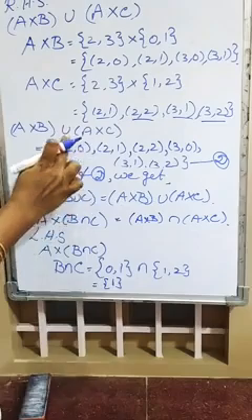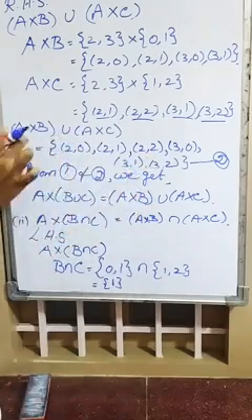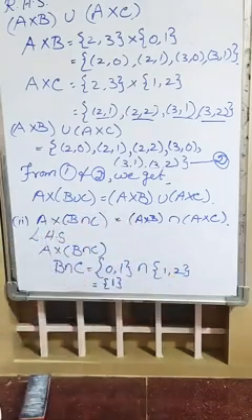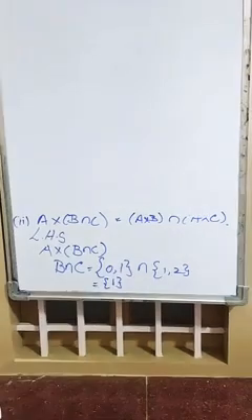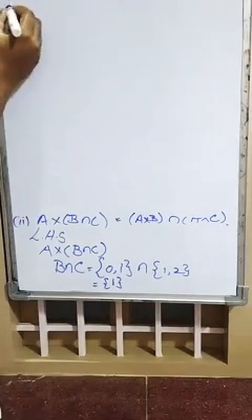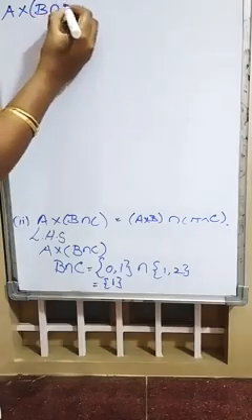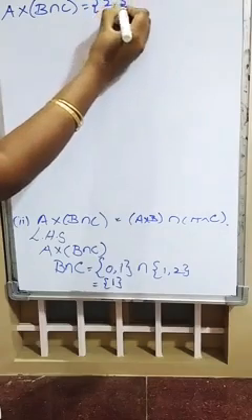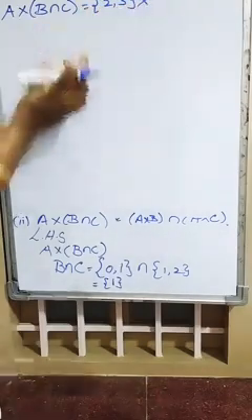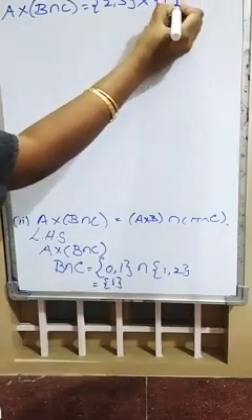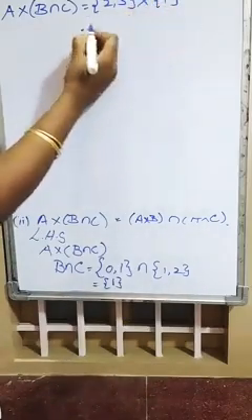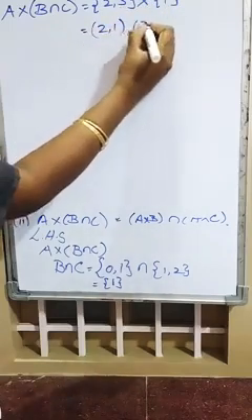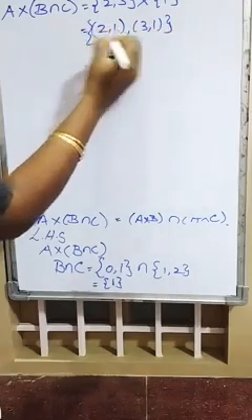Union means you have to write all the elements which are present in either set. Intersection means you have to choose the common elements only. Now find A cross (B intersection C). A is {2, 3}, cross B intersection C, which is only 1. You have to find the Cartesian product. Therefore, (2,1), (3,1). Take it as equation 3.